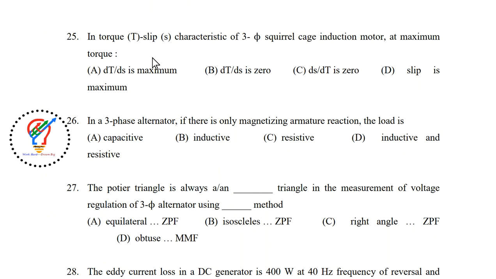Right, next question. In the torque slip characteristics of a three-phase squirrel cage induction motor, the maximum torque is... We are not getting the maximum torque as the variable here, the variable is slip. So when dT by dS is 0, we will get the maximum torque here.